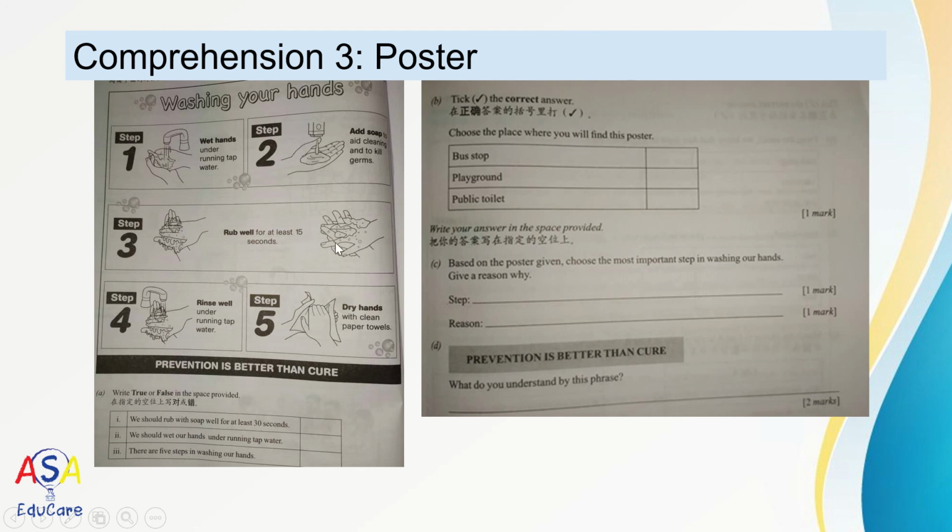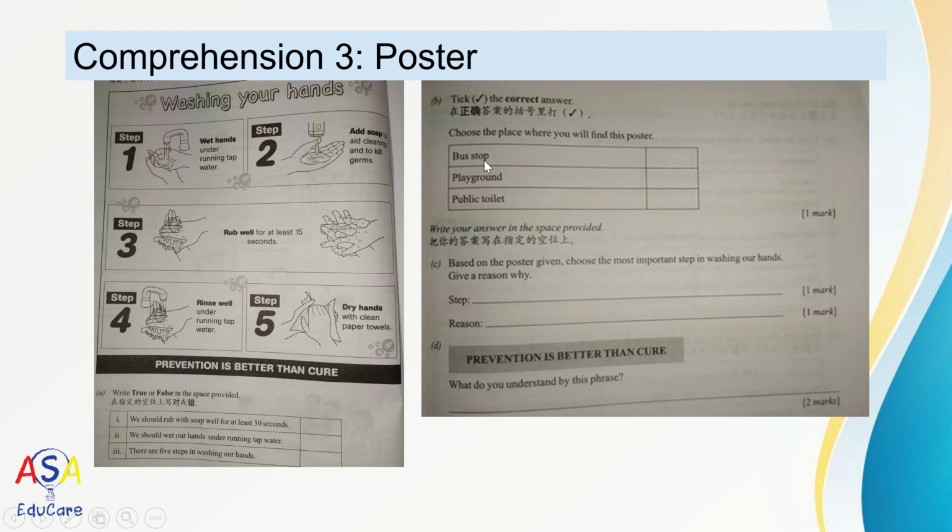But these are actually the easiest steps to wash our hands. Fourth step, rinse well. Rinse 好像你放了肥皂的时候，过后你放在红龙头的下面，过后你洗掉。Okay, rinse well meaning you have something on your hand and you have to rinse out. Okay, rinse well under running tap water. Last one, you got to dry your hands with clean paper towels. Okay, so where would this poster most likely be put?